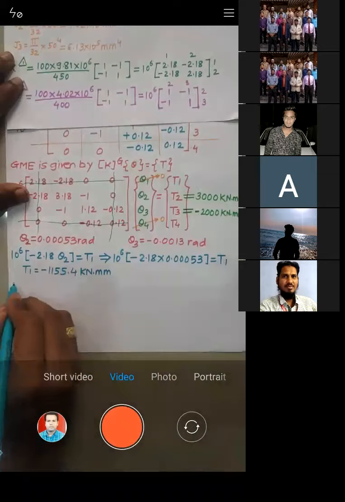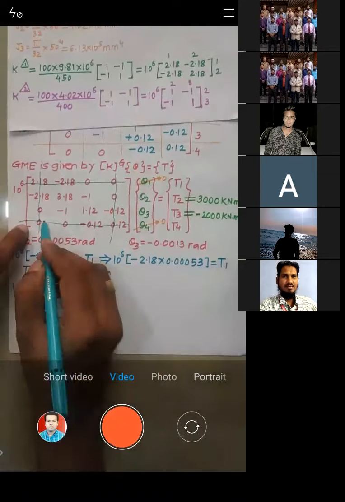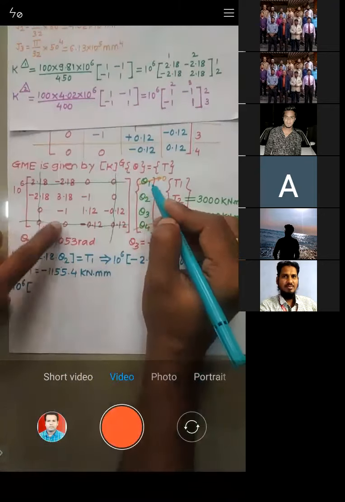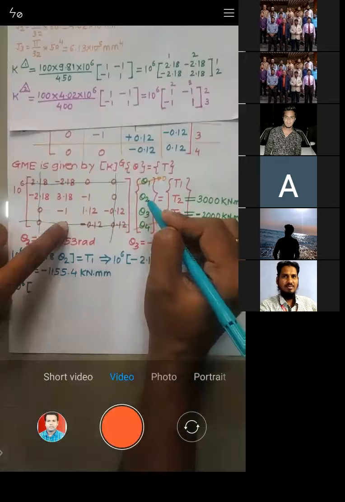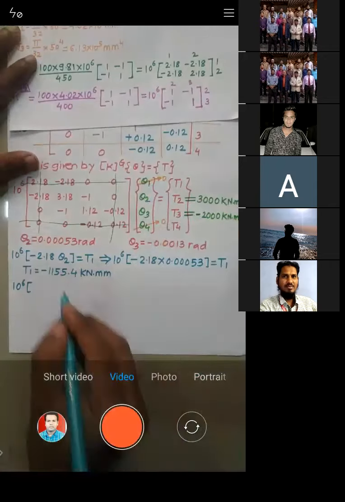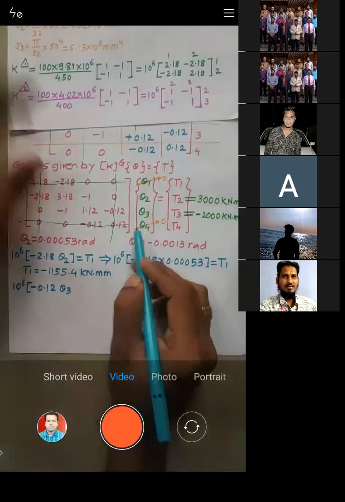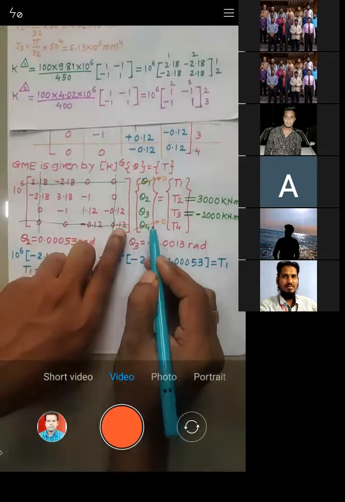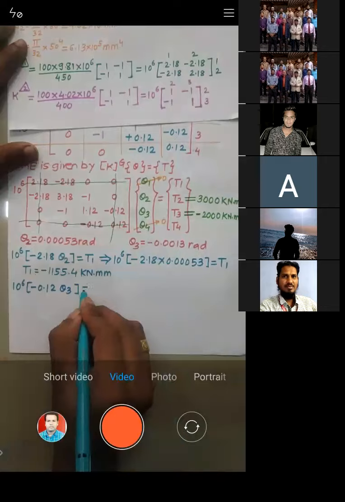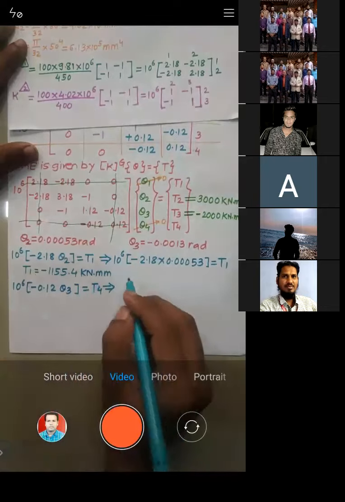So I will take 10 raised to power 6 out, which is already there. Last row and this column. So this 0 into this is 0. 0 into this theta 2 is again 0. Then what is remaining? Minus 0.12 into theta 3. So I'll write down minus 0.12 into theta 3. Next, 0.12 into theta 4 is 0 again. So is equal to T4.